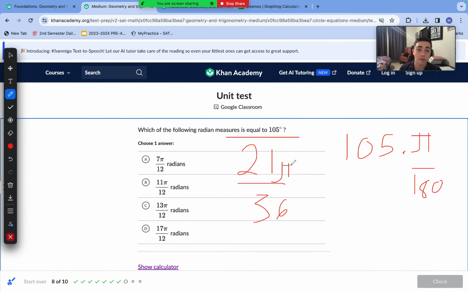We can divide once again both numerator and denominator by 3. Numerator will turn into 7 pi. Denominator will turn into 12. And this is our equivalent radian measure, 7 pi over 12.